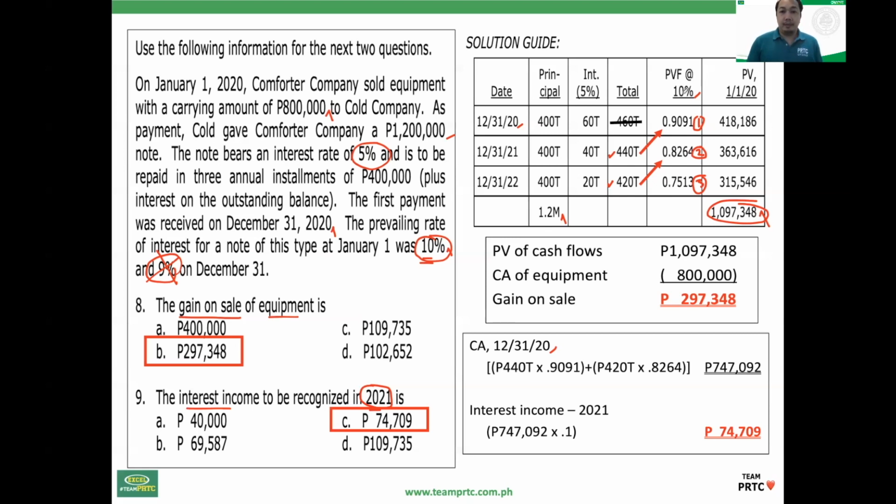Again, don't forget the very important concept: if the financial asset or liability is at amortized cost, its carrying amount is the present value of cash flows, discounted using the original effective rate. Now, what if the effective rate is not given? How is that computed? We'll discuss that after a short break.